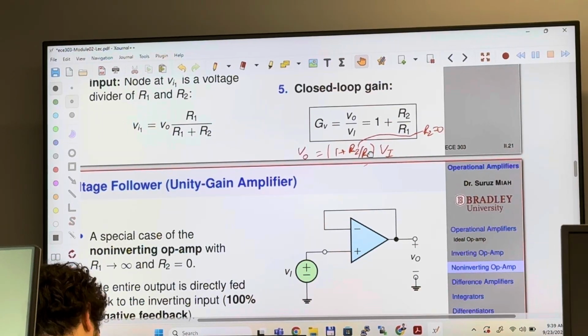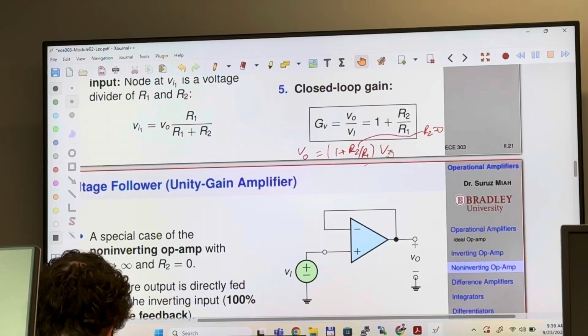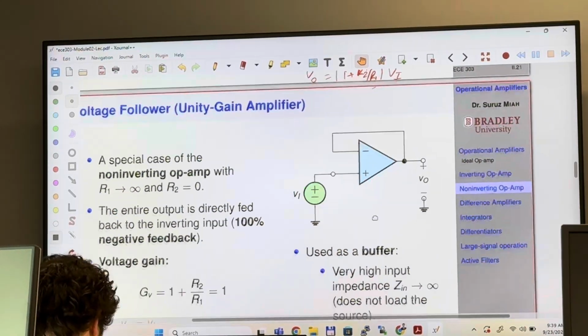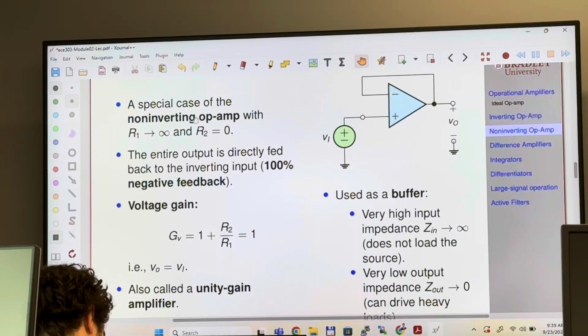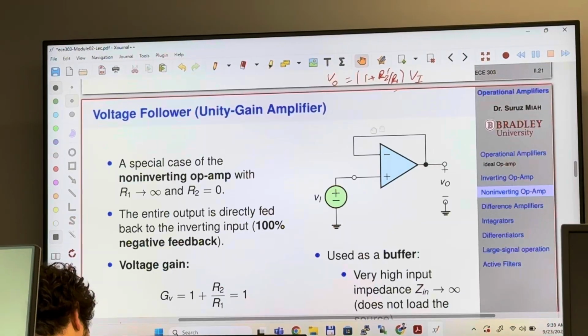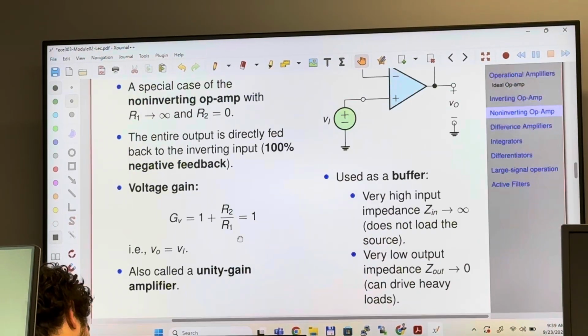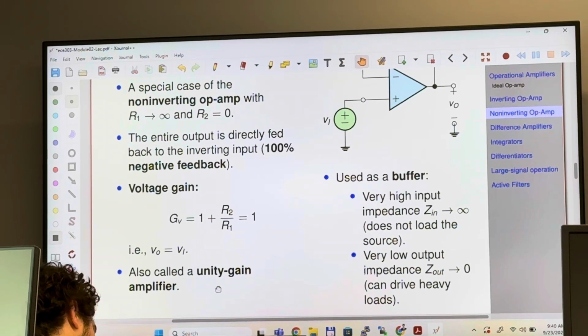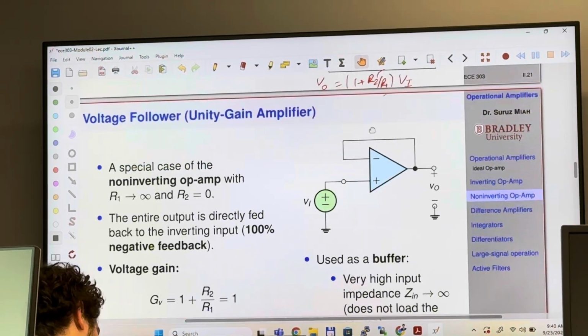So 0 over infinity equals 0, plus 1 is 1, times V sub I is simply V sub I. Therefore the output is going to simply follow the input. So that's exactly what I said. In that case, your voltage gain is going to be 1. Because this operational amplifier has a voltage gain of 1, it's called a unity gain amplifier. And you do not need any resistance or anything.